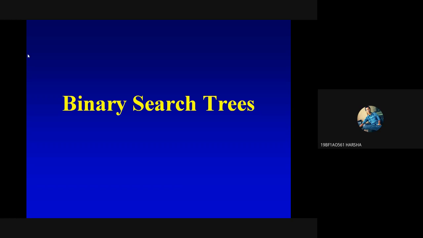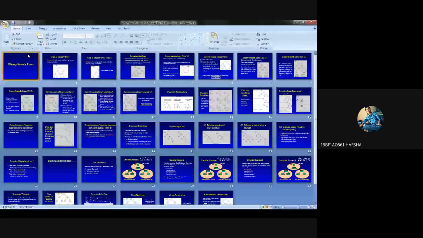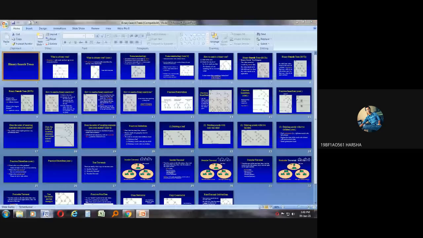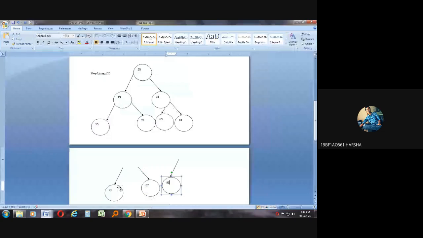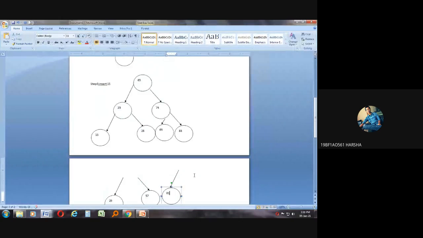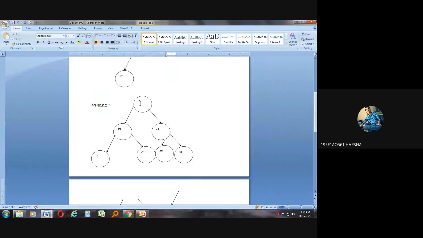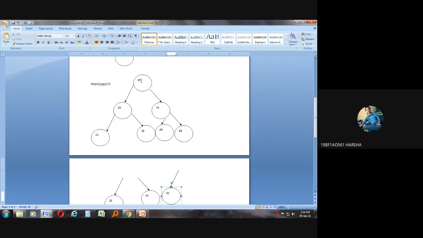See here in the previous example itself, if we want to search some element, suppose 57. So we'll compare 57 with 65. It is less than, so we'll consider only the left hand side subtree and we'll leave the right subtree. So it is not equal, so we'll proceed with the procedure.